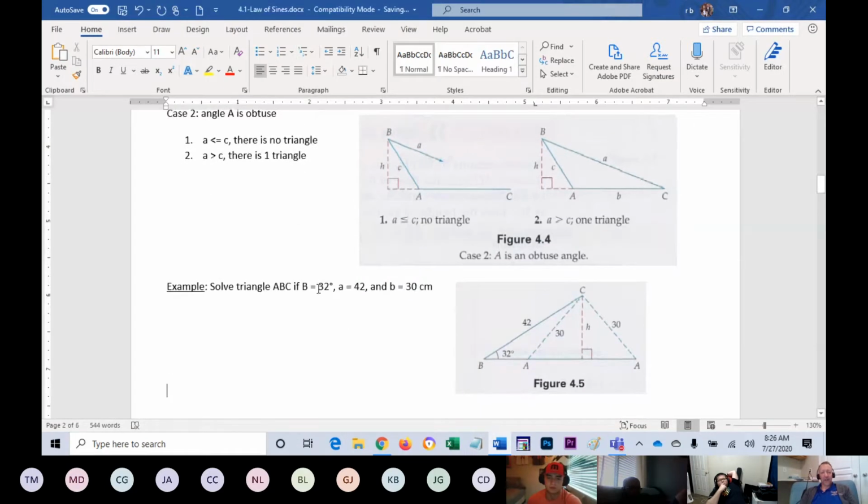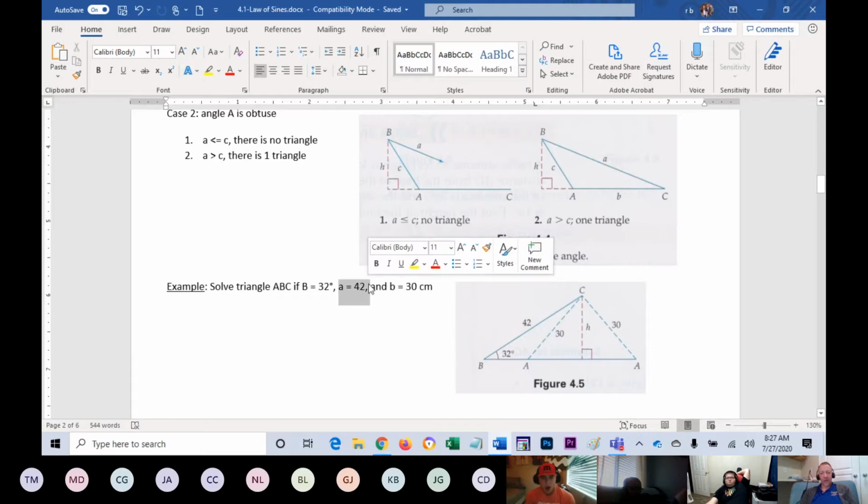B is 32 degrees, A is 42, and B is 30. So when we're doing these, you're definitely going to want to draw out your triangle. So we've got angle B is 32 degrees, A is 42, and B is 30.